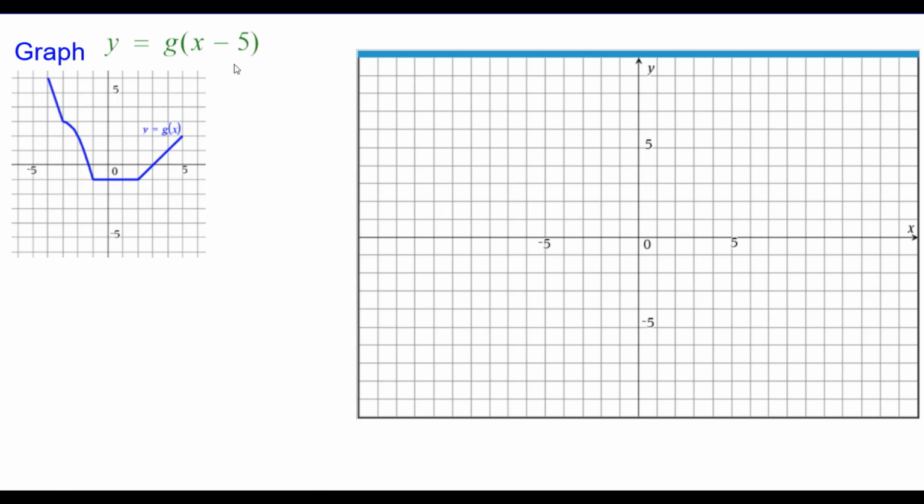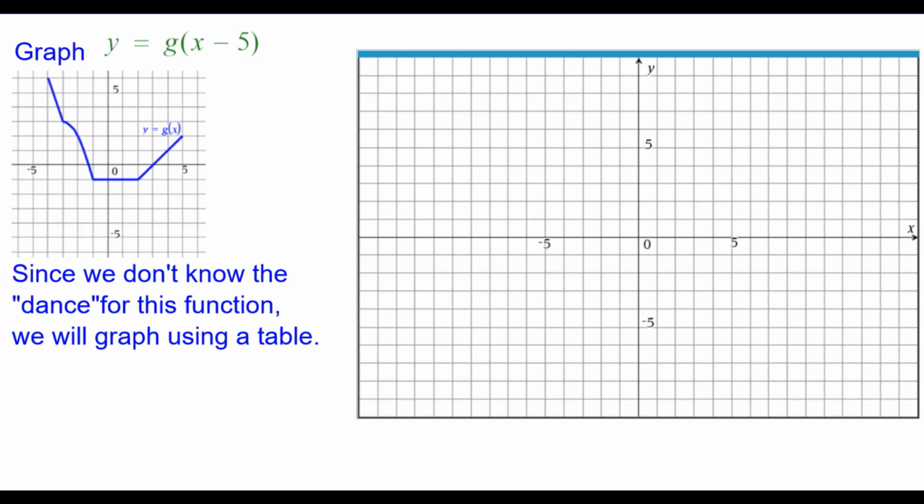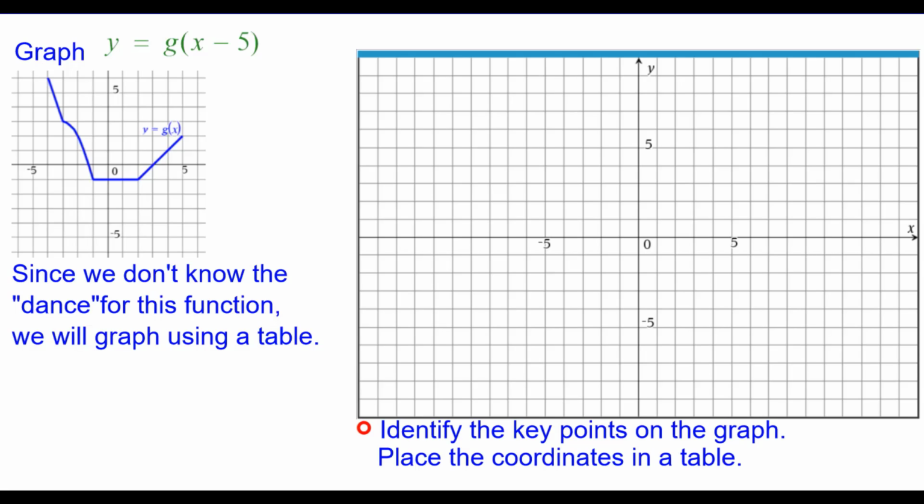Graph y equals g of the quantity x minus 5, given the graph of y equals g of x here in blue. Since we don't know the dance for this function, we will graph using a table. We need to first identify the key points on the graph and place those coordinates into a table.